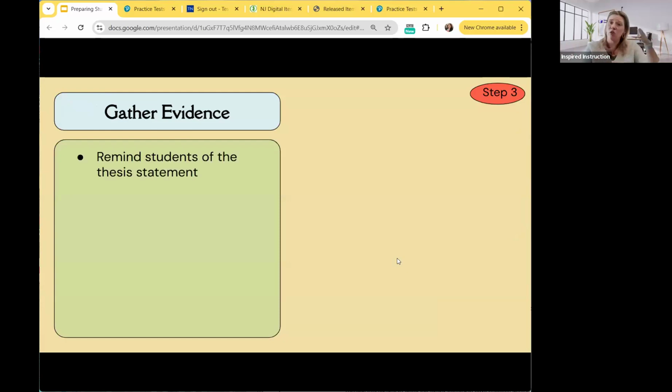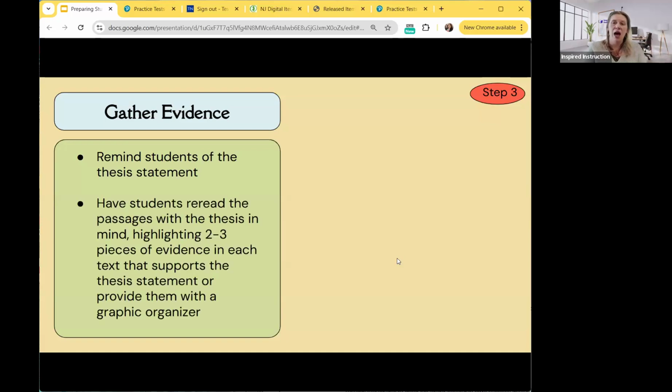So again, we always go back to the previous step. We tell students, okay, remember what your thesis statement says. I would always have them reread the passages, however many there are, 2 or 3, keeping your thesis in mind, highlighting 2 to 3 pieces of evidence in each text that supports your thesis statement.